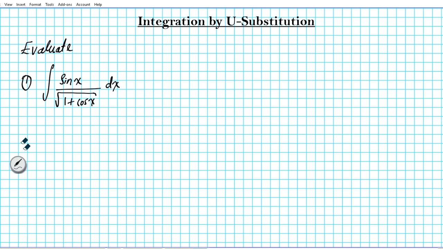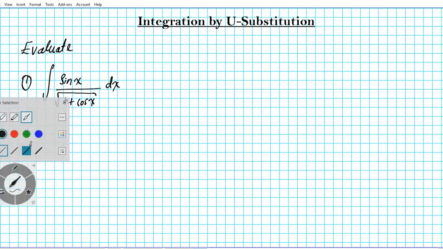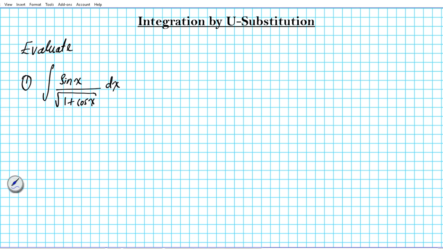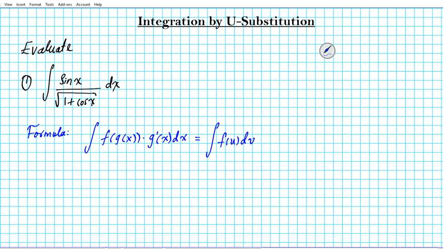We're going to be using the U substitution method here. To get us started, let's write down the formula that's going to govern our problem solving process. The formula for U substitution is as follows. You have the integral of a composite function f of g of x times the derivative of the inner function g prime of x dx. This can be rewritten using U substitution as the integral of f of u du. Think about this as a reversal of the chain rule.